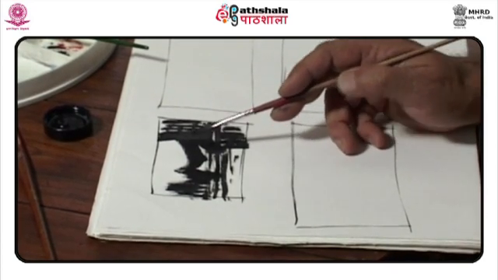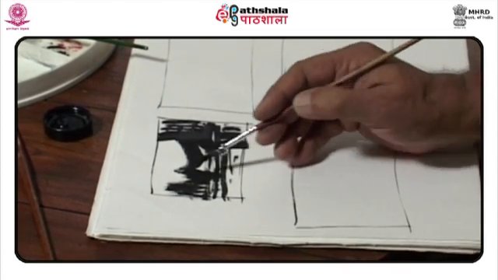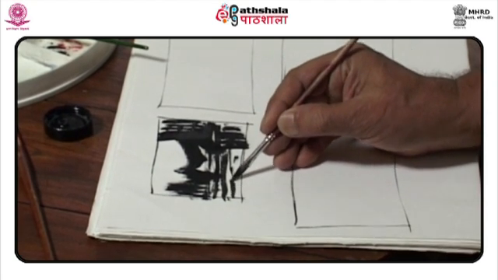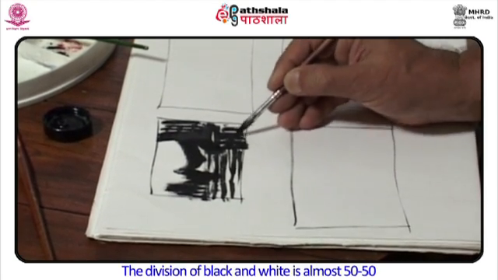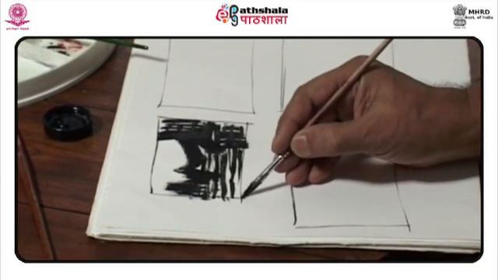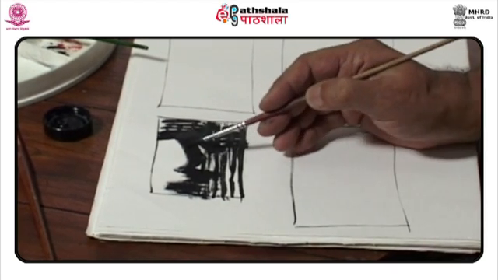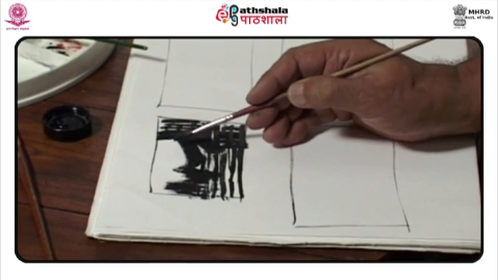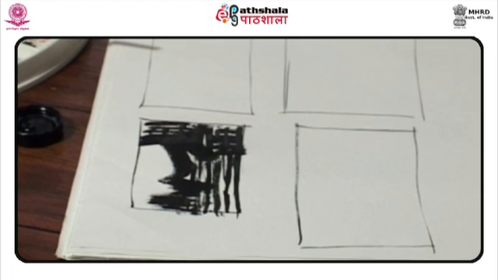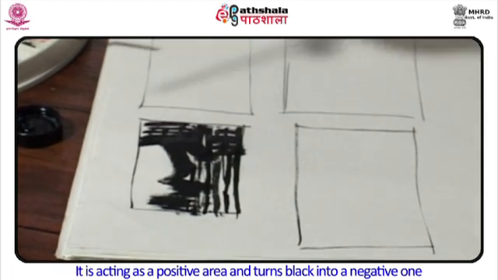One can see three things on the drawing sheet: negative area, positive area and linear element. The division of black and white is almost 50-50. So add a few more dark strokes to increase the black area and reduce the white part. The vision first goes to the white portion despite it being small. It is acting as a positive area and turns the black into a negative one.